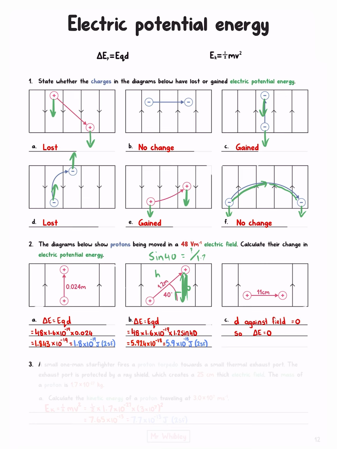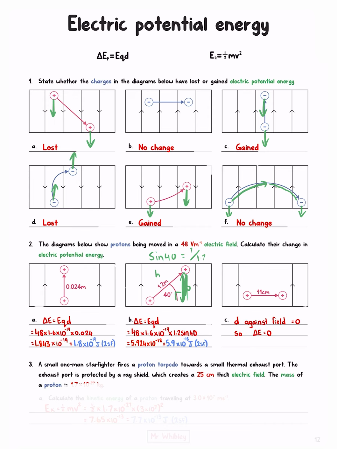Question 3. A small one-man starfighter fires a proton torpedo towards a small thermal exhaust port. The exhaust port is protected by a ray shield, which creates a 25 centimeter thick electric field. The mass of a proton is 1.7 times 10 to the minus 27 kilograms. Calculate the kinetic energy of a proton traveling at 3 times 10 to the 7 meters per second.